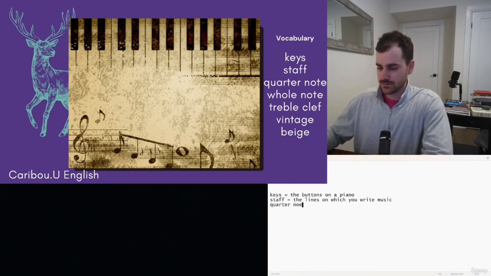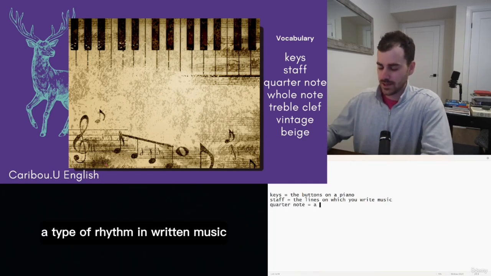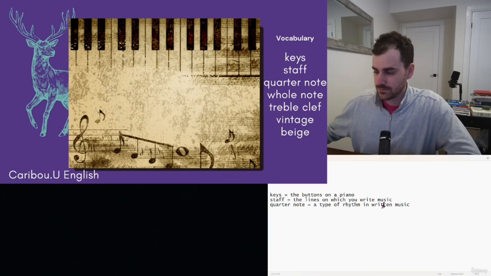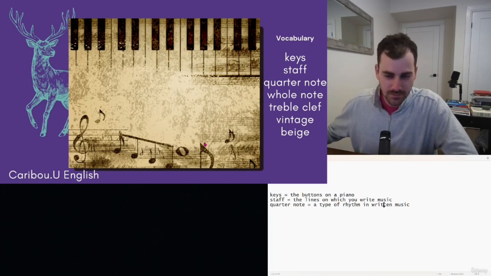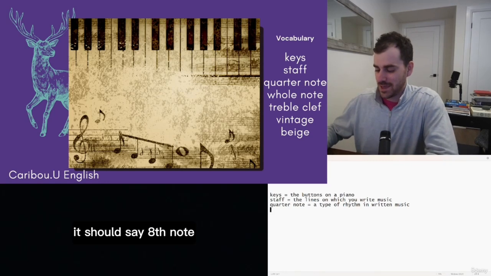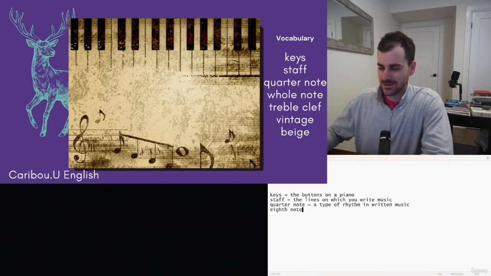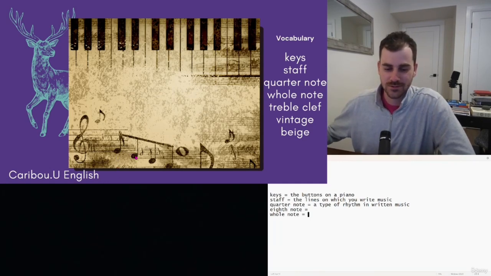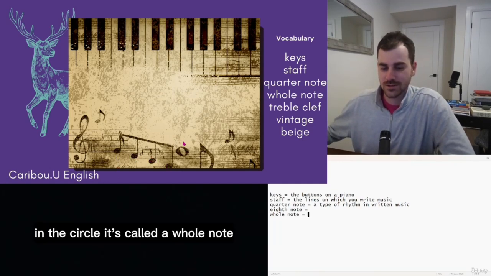Quarter note, a type of rhythm in written music. So, actually we don't have a quarter note on here. It should say 8th note. And there's also a whole note. So the 8th notes are here. In the circle, it's called a whole note.